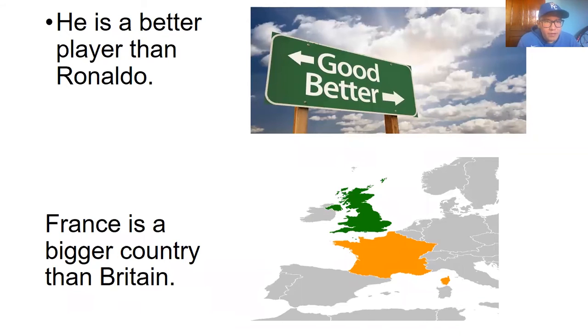He is a better player than Ronaldo. So we are talking about one person that is much better than another one. France is a bigger country than Britain. Here we're talking about places again, like New York and Boston, but here we're using France, and it's the same structure: bigger than.